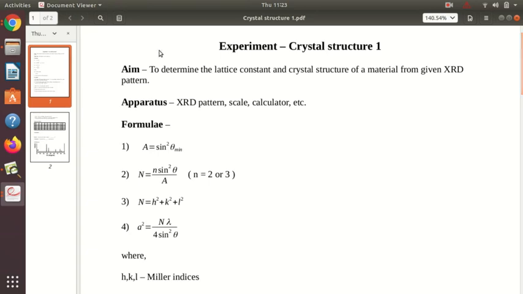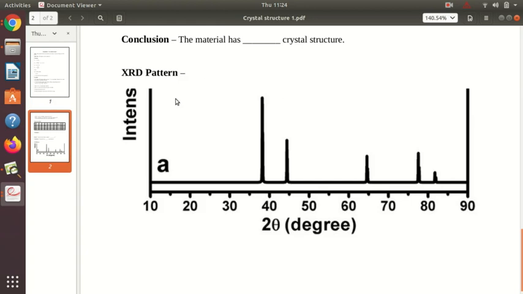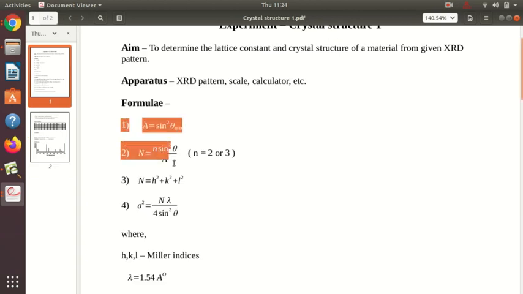So you have been given the task to determine the lattice constant or lattice parameter, and to determine the crystal structure, whether it is FCC or BCC, using the given XRD pattern. So you will be given an XRD pattern. Here you can see the pattern. Here it is intensity and here it is angle 2 theta. You have been given all these formulas. I have not mentioned two formulas here.